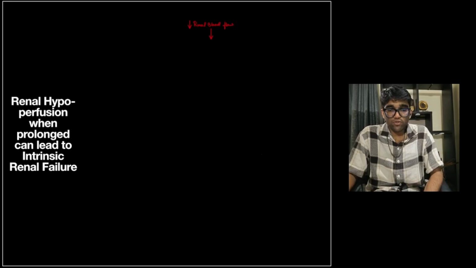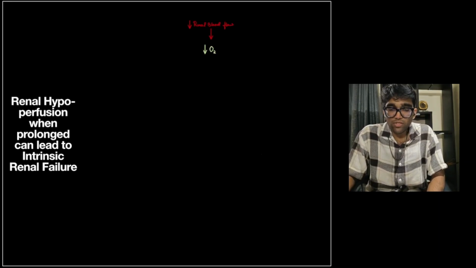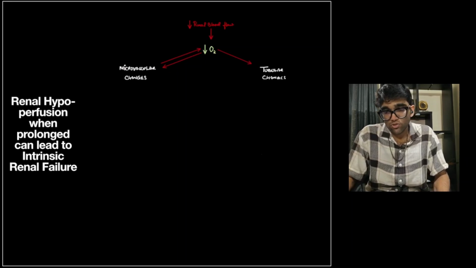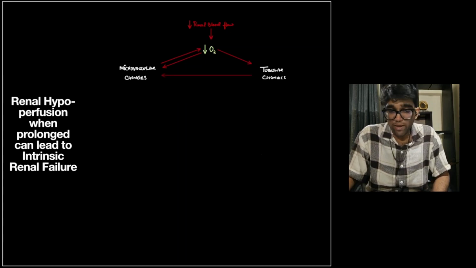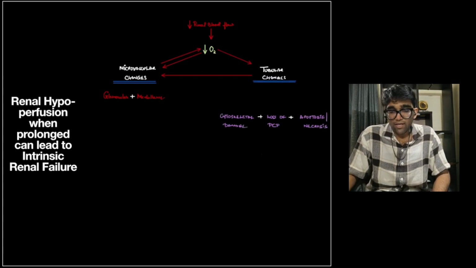Now, renal hypoperfusion, when prolonged, causes damage to the renal parenchyma. So hypoxemia happens, and because of that hypoxemia, there is microvascular damage and there is damage to the tubular epithelial cells. The tubular epithelial cell damage then secondarily causes more microvascular damage. The microvascular damage can be at the level of the glomerulus or the medullary capillary bed. That will come into it later.